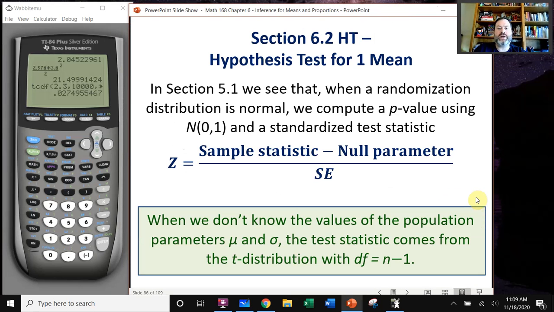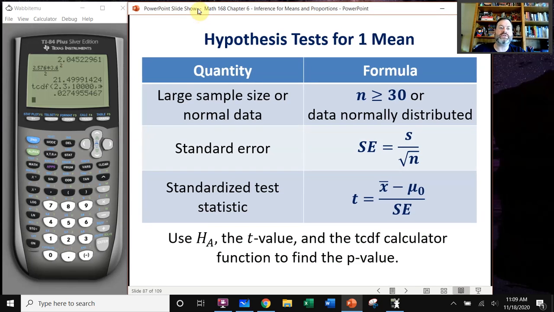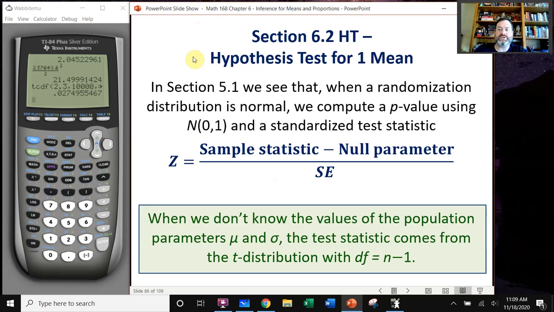All right, last thing, hypothesis tests. In section 5.1, we had a generic formula that when the randomization distribution was normal, we computed a p-value using the standard normal distribution and the standardized test statistic. And this gave us a z. So in sections 6.1 and 6.3, we had a z distribution. Now, when we don't know the population parameters, the test statistic just switches over to a t-distribution, but it has all of the same features.